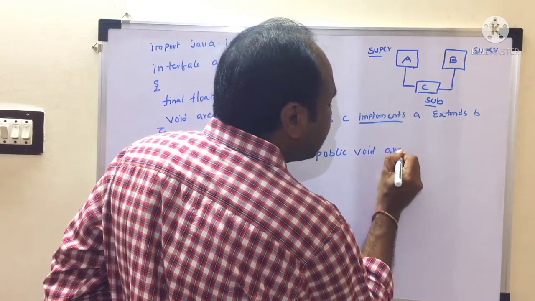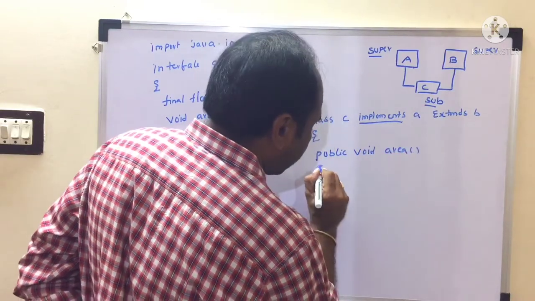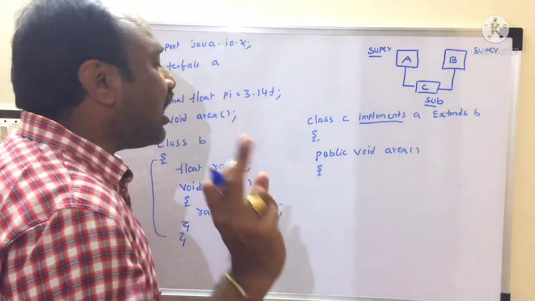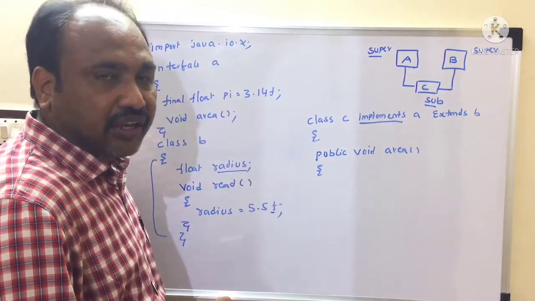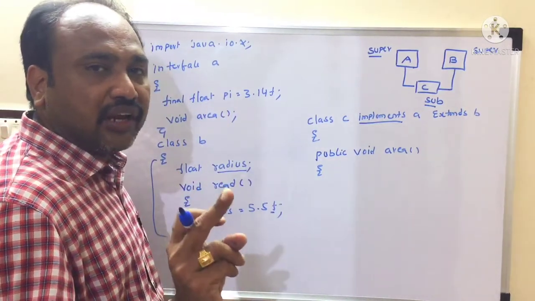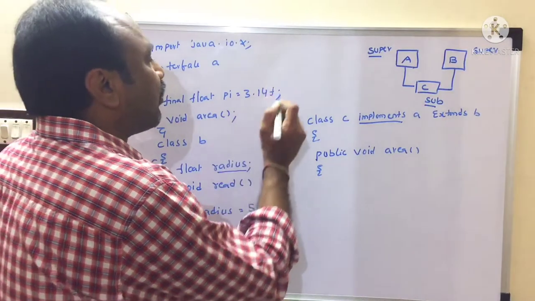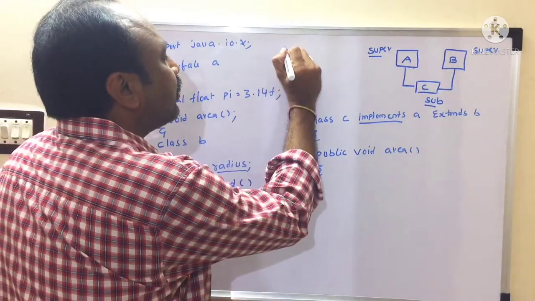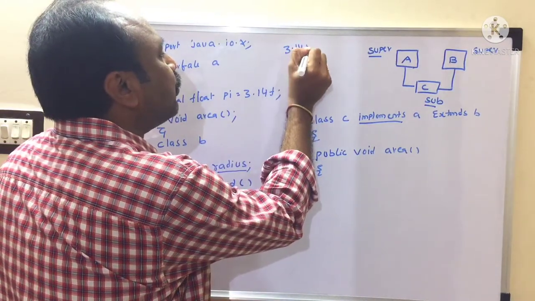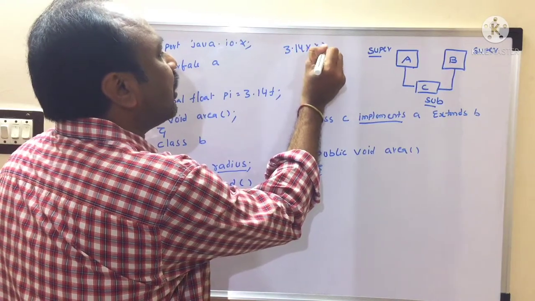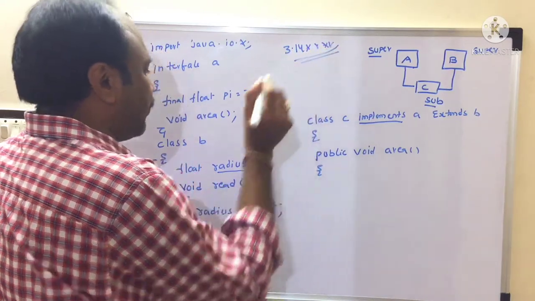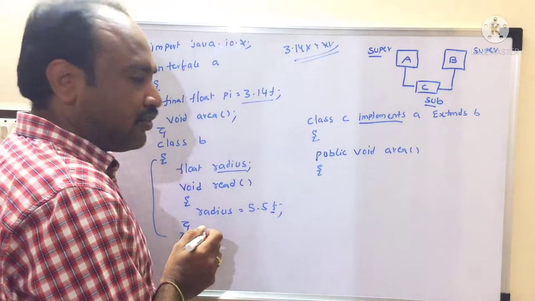Public void area. The purpose of this method is to find the area of a circle. To find the area of a circle, what is the requirement? The formula of area of circle is 3.14 into r square, r into r, radius into radius. I have taken the pi value as a constant.